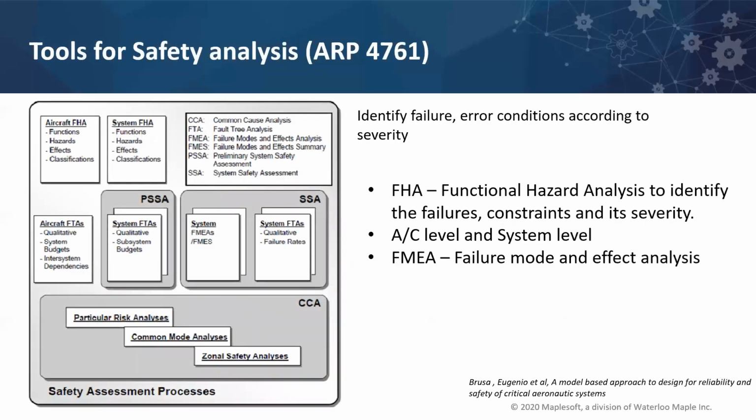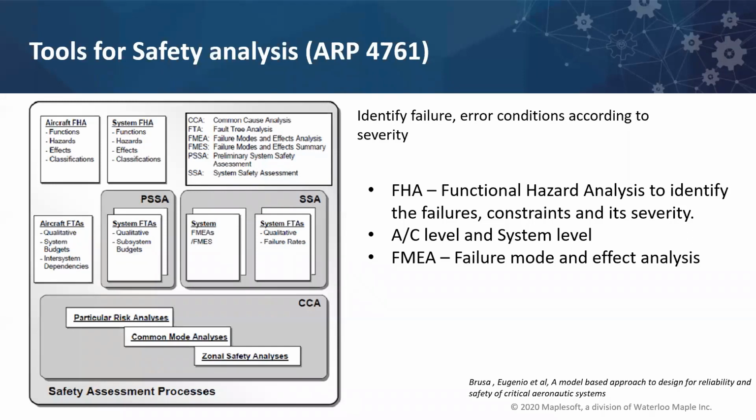So again, for performing your safety analysis or the safety assessment, there are different tools like the functional hazard analysis. You can have the failure mode effect analysis. There are so many different types of tools that you can use to assess safety. And the guidelines like ARP 4761 or the ISO 26262 provide the methodology to assess the safety part of your system.